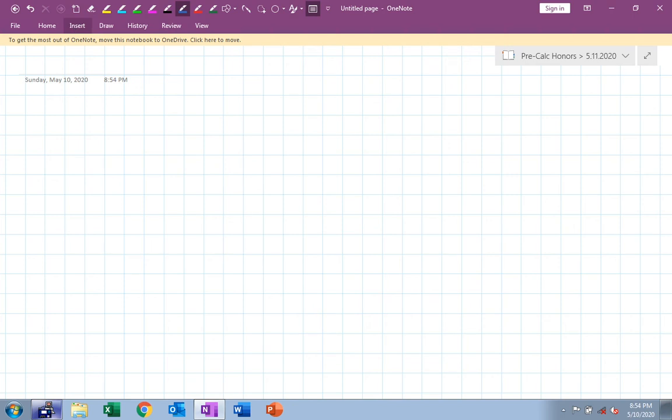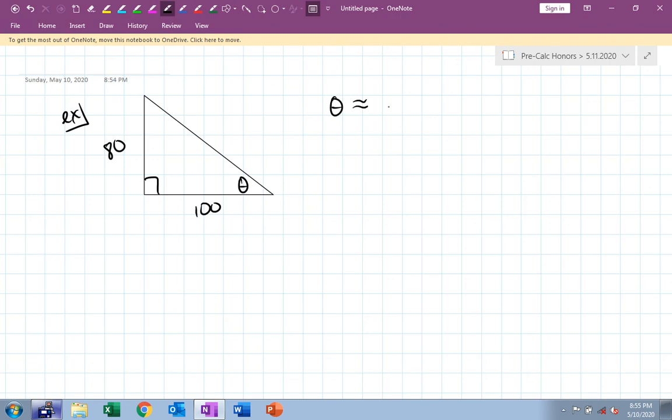Finding missing sides, not sides, angles. There's another thing you can do with diagrams. So, let's say you have a right triangle. How far am I? I don't know if my clock is still running. I set a stopwatch, but I set it late. Okay. So, let's say this is 80. This is 100. And here's my angle. And I want to know what the angle is approximately, all right, in degrees.